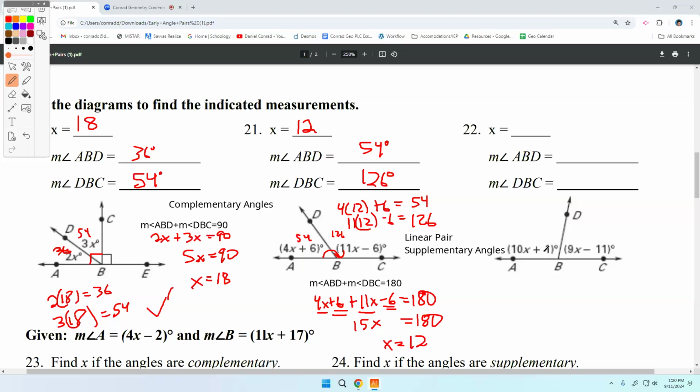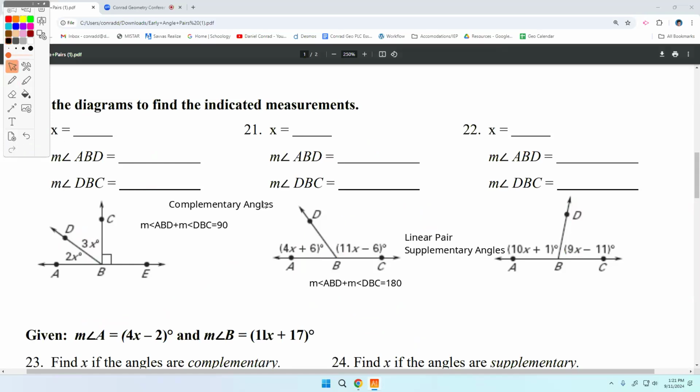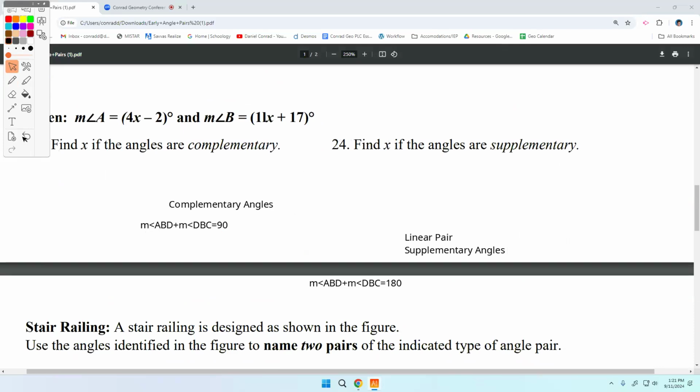Okay, 22 you would do the same way as 21. These are a linear pair, so they would add up to 180 degrees. You'd have to write your equation out, justify your equation, and then solve. Right, the next two here.